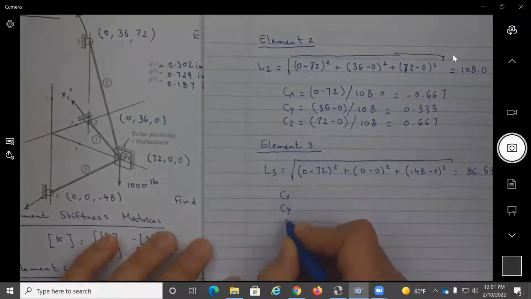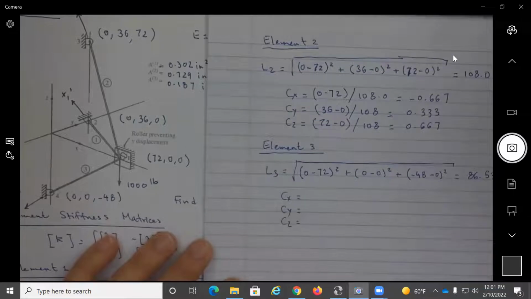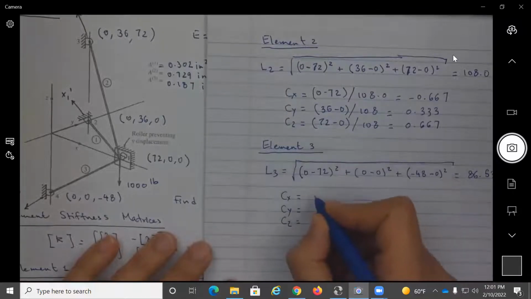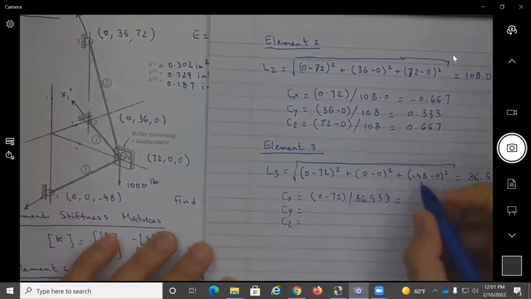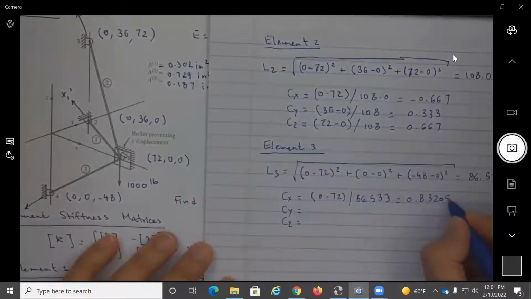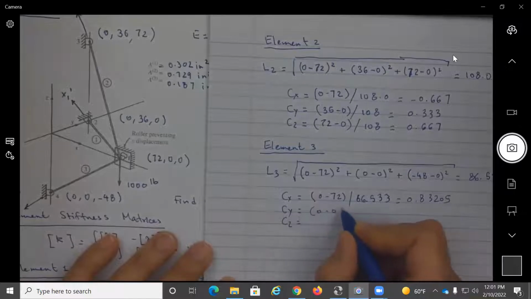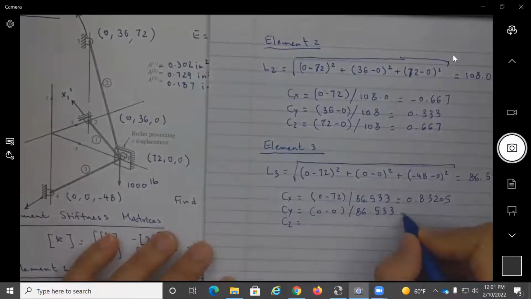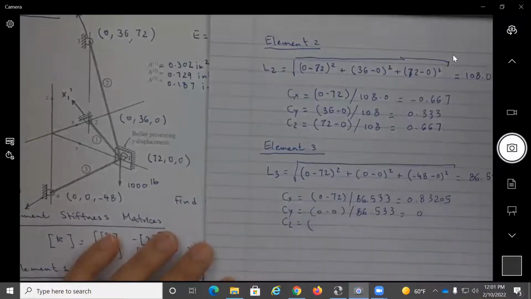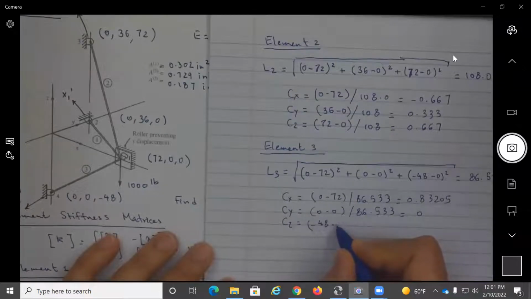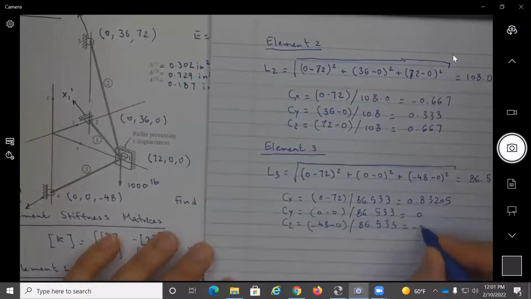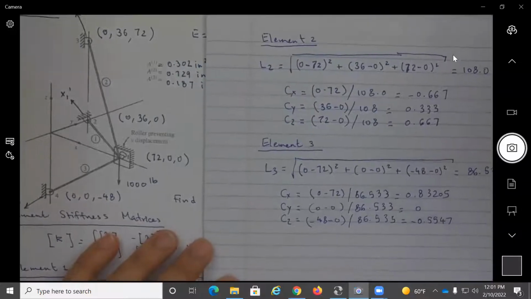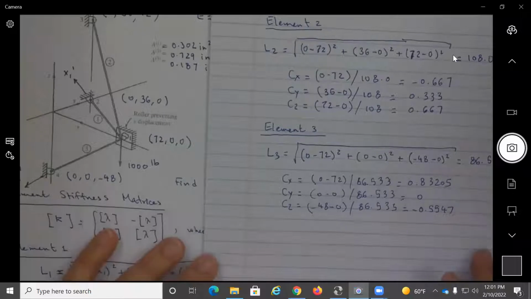Next, we look at CX, CY, and CZ. And you can see here where a computer program would be very handy, right? With the repetitive process. All right, so CX would be 0 minus 72 divided by 86.533. I get here a 0.83205. CY, I have here 0 minus 0 divided by 86.533 is equal to 0. And finally, a minus 48 minus 0 divided by 86.533, we get here a minus 0.5547.